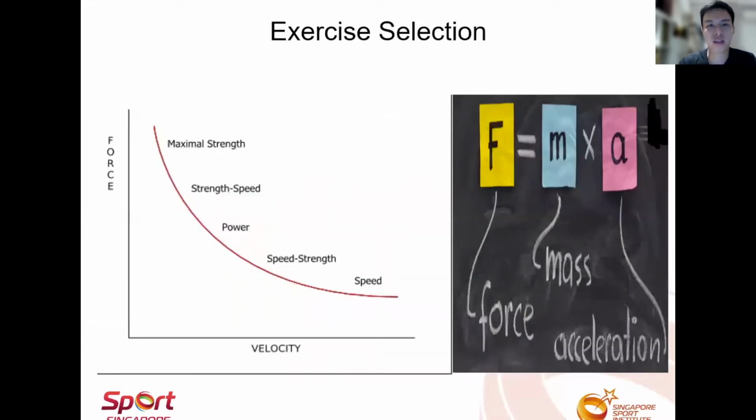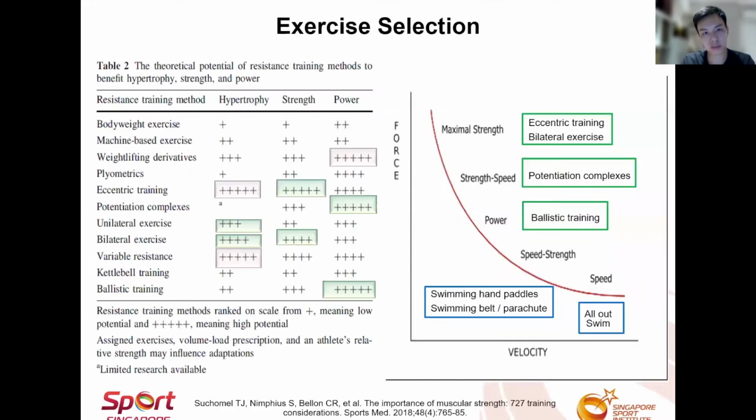So the next thing we look at is exercise selection. For exercise selection, there are two key points that we look at: force production and velocity, how fast she's moving in the gym. With that, we have your max strength, strength speed, power, and speed itself. The most basic fundamental of it is producing force, which is mass times acceleration.